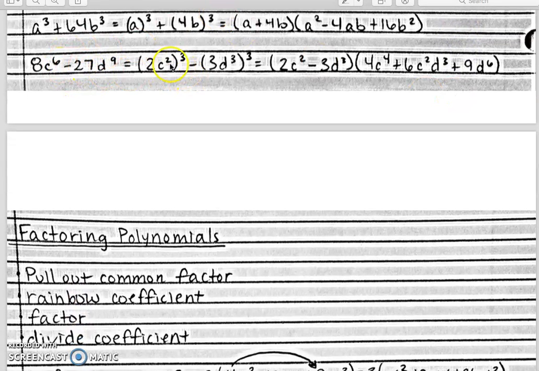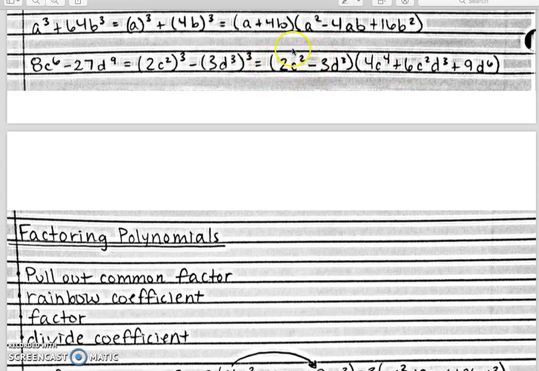Here's another example where we can just rewrite it. So c to the 6th becomes c squared, cubed. 8 becomes 2 cubed. 27 becomes 3 cubed, and d to the 9th becomes d cubed, cubed. And then I just go ahead, and this is a difference of cubes. So I know my operation in the first parentheses is going to be subtraction, and my operation in the second parentheses for that middle term is going to be plus because it's the opposite.